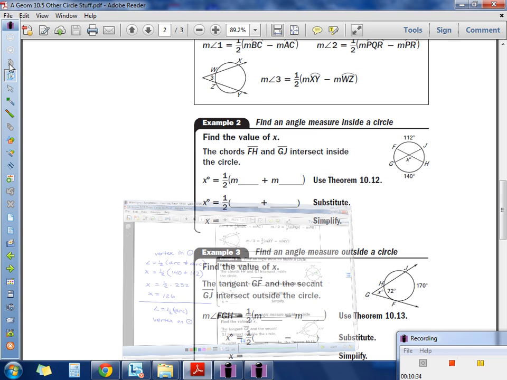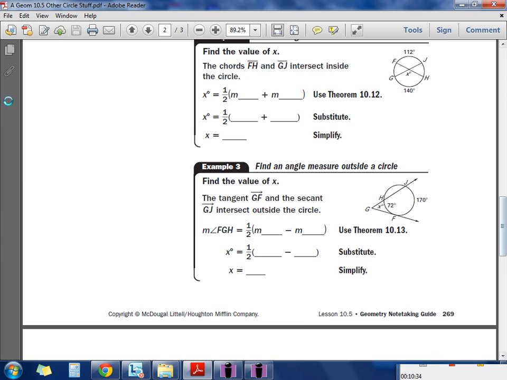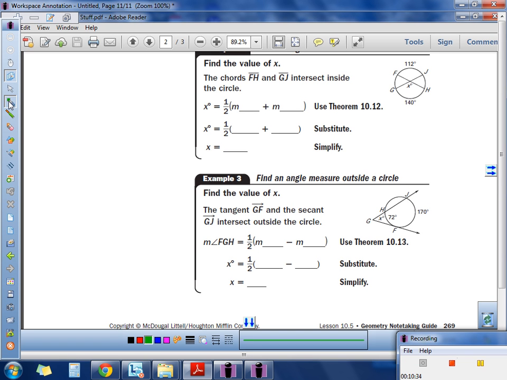Up next, we have example 3. Where is the vertex on this angle? Outside. Whenever it's outside the circle, what formula do you use? Yeah, we're going to be subtracting the arcs on this problem. Arc minus arc. So remember, it's usually big minus small. Do we know the big and the small? Yeah, it tells you. 170 and 72. Those are my two arcs that I'm going to take half of.